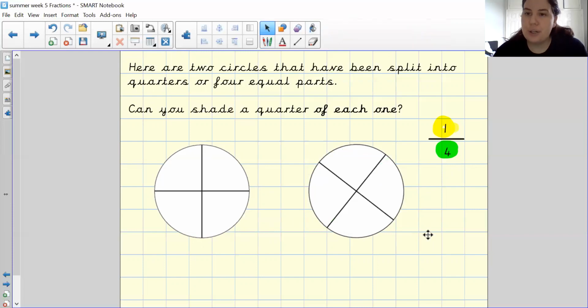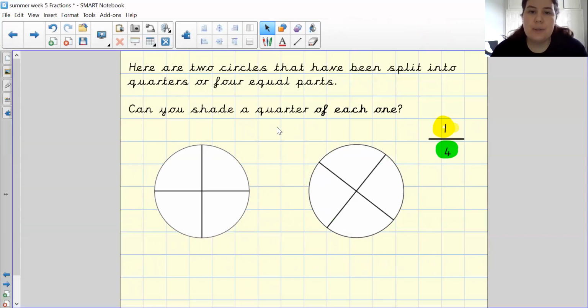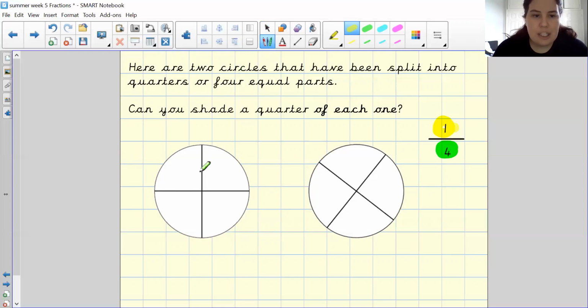Fantastic, 1. So you can go ahead and do that now. I am going to do it with you. Okay, so I'm looking at my shape and I know I need to colour one part out of my 4 to represent my 1/4. So there's my 1/4.